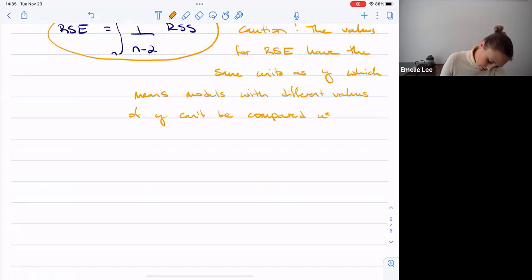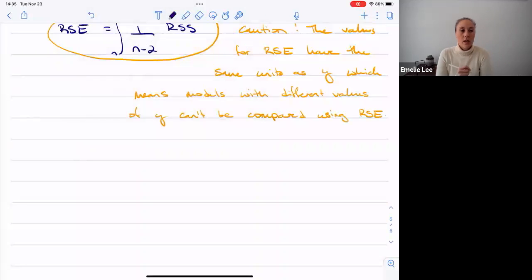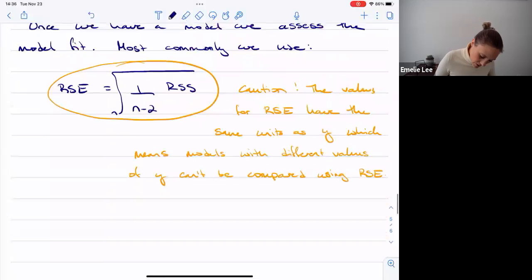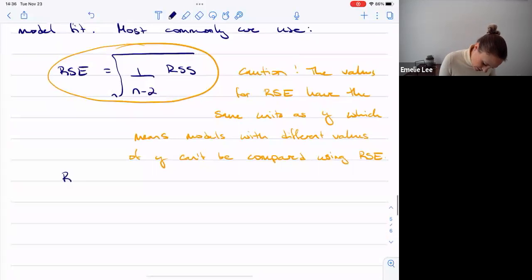Can't be compared using RSE. So instead, typically what we jump to in Stat 230 is we say, okay, we're just going to use the R squared. The R squared is a proportion, so that's nice because now we're between 0 and 1, and the proportion is going to behave the same way regardless of what units we're dealing with. So that's really nice. So instead, we use the R squared.